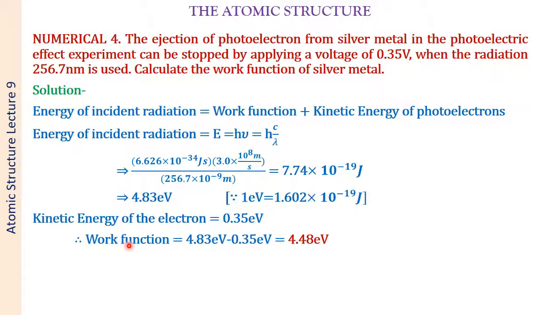And now the work function, this is going to be the energy of the incident radiation minus the kinetic energy. So we get 4.83 electron volt minus 0.35 electron volt. And the answer for the work function for silver metal would be 4.48 electron volt. So I hope it is clear to you that the stopping potential multiplied by e, that is the charge on electron, is equal to the kinetic energy of the electron. So that is how we are utilizing this to get the kinetic energy of the electron.